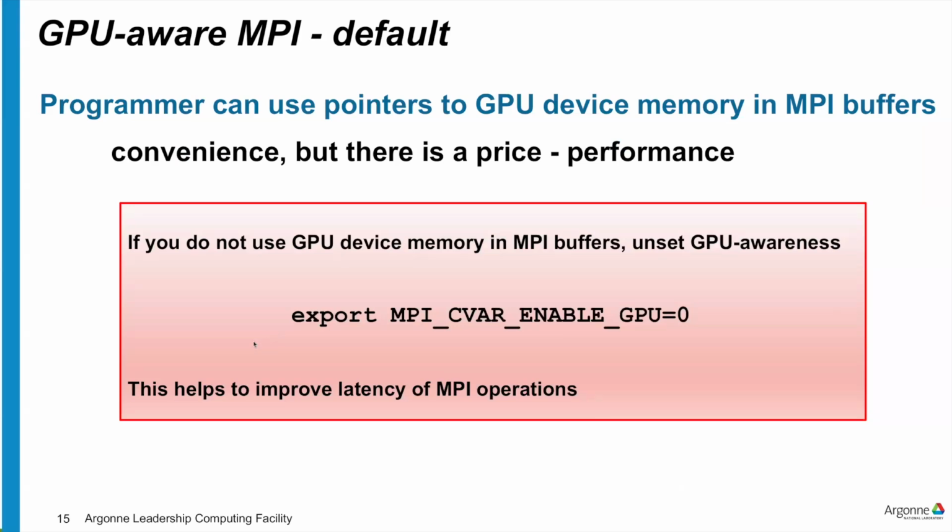As I said, there is a penalty when you use GPU-aware MPI. And if you know for a fact that your code is not using GPU buffers in the MPI calls, then you can set the MPI_CVAR_ENABLE_GPU variable to 0. In this case, the startup mechanism will be different, and your MPI init time will be reduced.